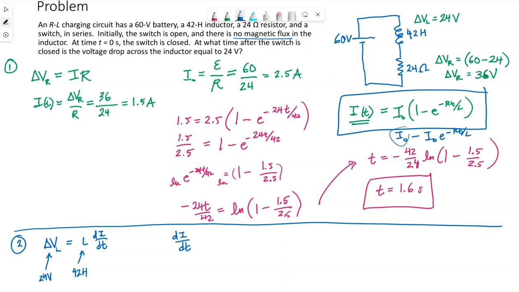The first term here is just I naught. That's a constant. It represents the maximum current the circuit will eventually get to. So the derivative of that part is just 0. The derivative of the next term, we have minus I naught. The derivative of an exponential function gives us the same exponential function. But then we have to take the derivative of what's in the exponent. So this, the negative signs are going to cancel. So I'm going to have I naught times R over L times this exponent of e to the negative RT over L.